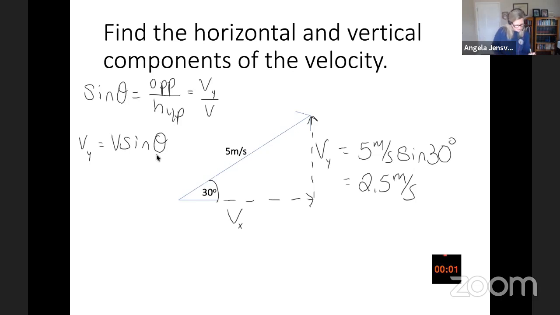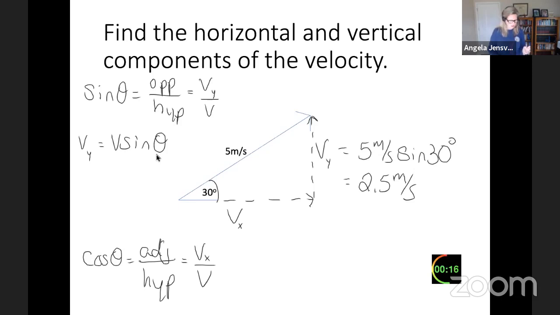Okay, and then if you remember from SOHCAHTOA, cosine of an angle is adjacent over hypotenuse. So our adjacent side is the horizontal component of the velocity, Vx. If you solve for Vx, you get V cosine theta, which is 5 meters per second times the cosine of 30 degrees.